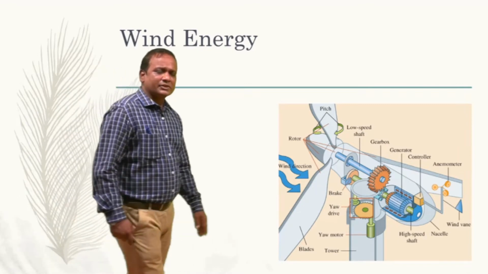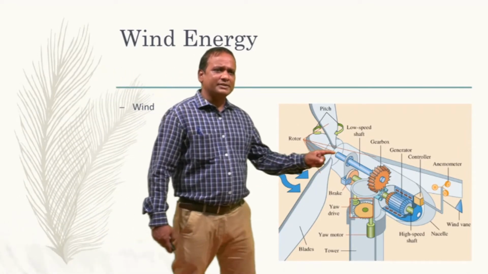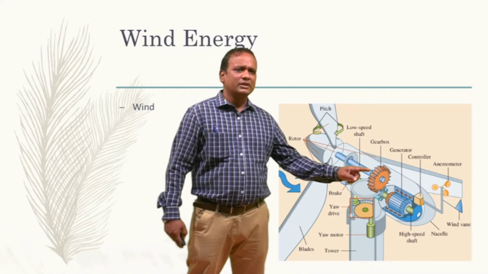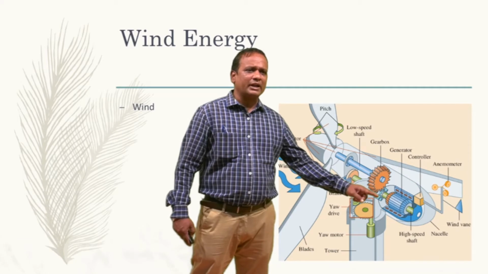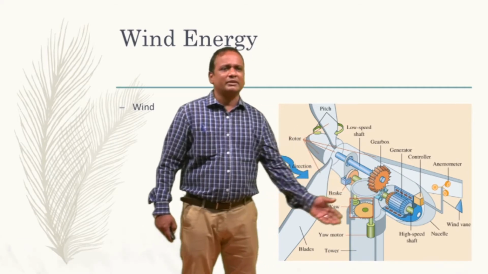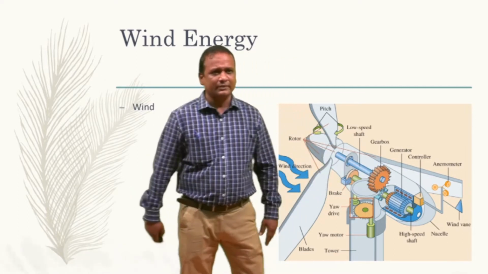This is the one. As you can see over here, rotor, blades, right? And it has a gearbox, a low speed shaft, a gearbox, which is again connected to a generator, right? The generator is again coupled to controllers and then to the grid. And we do have an anemometer here, which lets us know the direction of the wind.